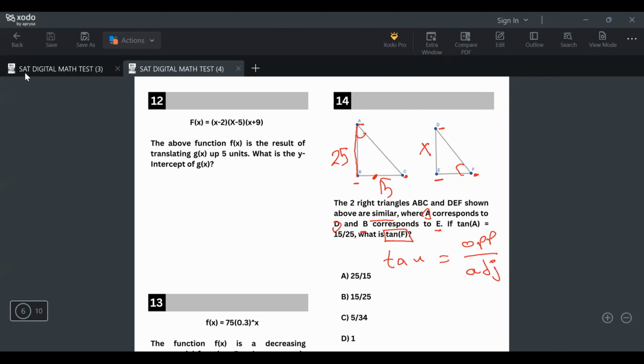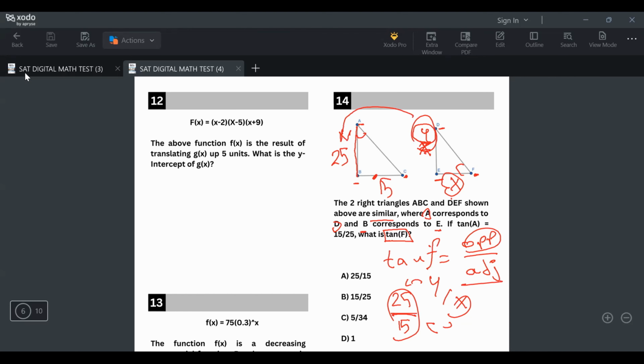And since both triangles are similar, we can say that y corresponds to 25 and x corresponds to 15, since they both have the same ratio. They do not have to have the same exact value, but they have the same ratio. Okay, so the answer for this question will be 25 over 15, since the tangent of angle F is equal to the opposite side, which corresponds to 25, over the adjacent, which is x, and it corresponds to 15. So the answer is choice A.